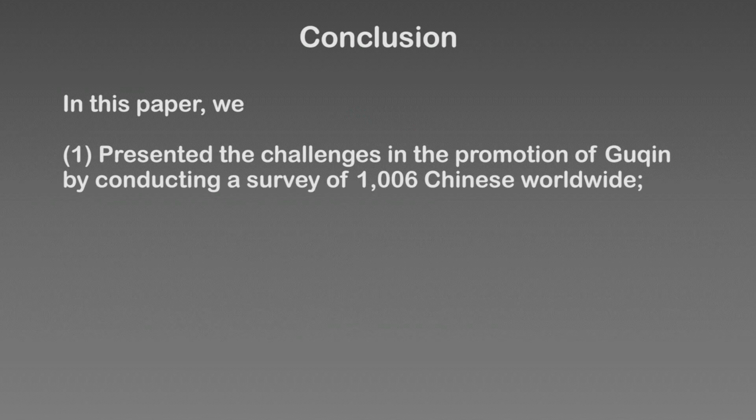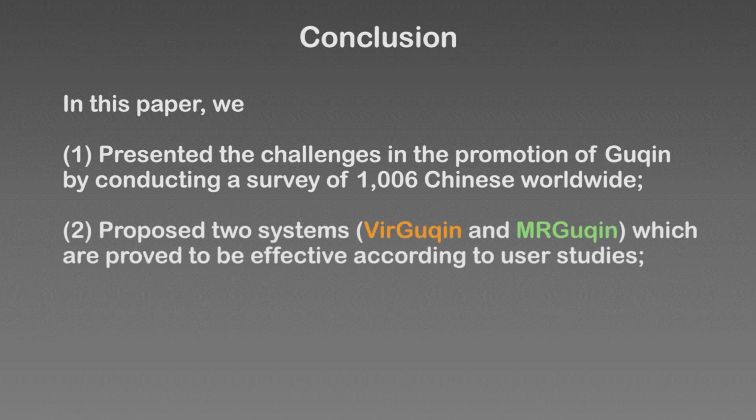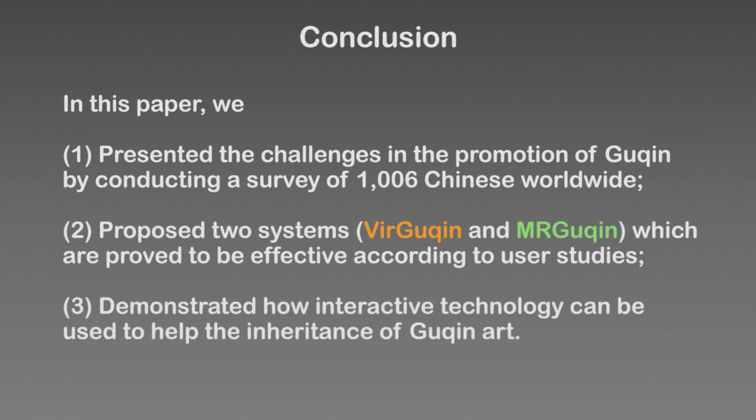In conclusion, in this paper, we presented the challenges in the promotion of Guqin, and we proposed 2 systems which are proved to be effective. We also demonstrated how interactive technology can be used to help the inheritance of Guqin art.